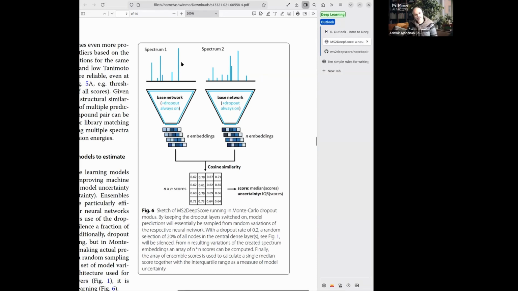This spectrum can be interpreted as a 1D image, or a 1D vector with some sort of signals. What they're trying to do is look at two different spectra, transform them into a higher dimensional space, and look at how similar they are using cosine similarity, by taking a dot product and seeing how far apart they are in this higher dimensional space.